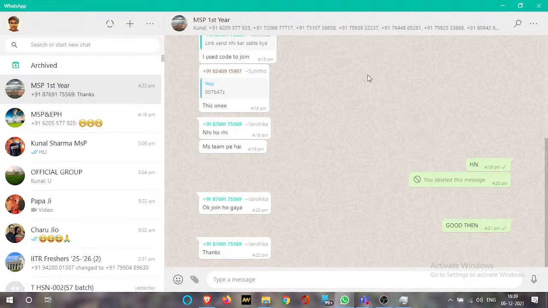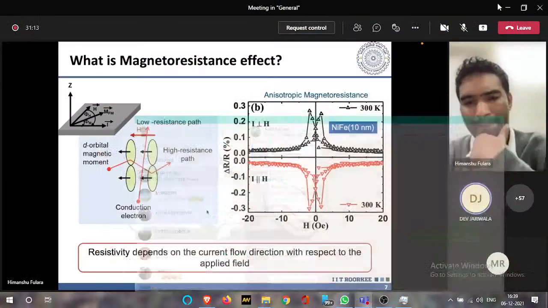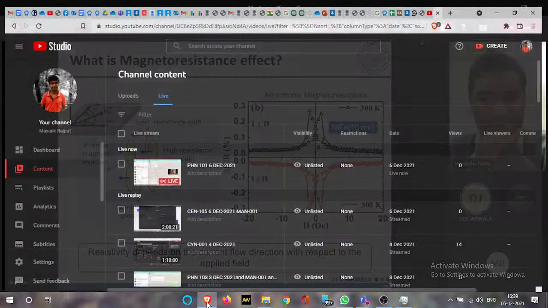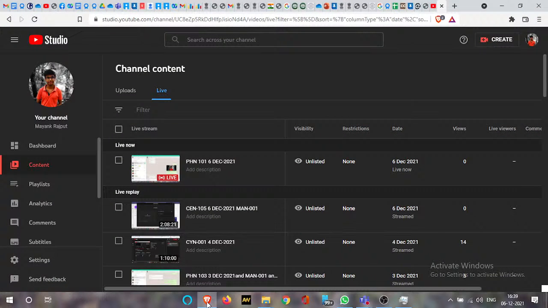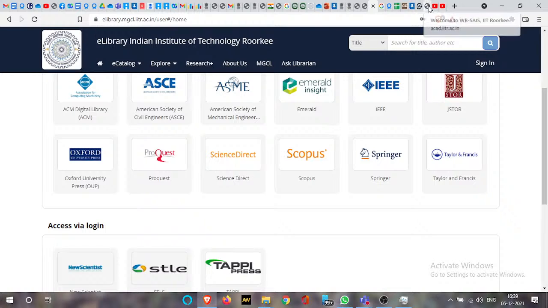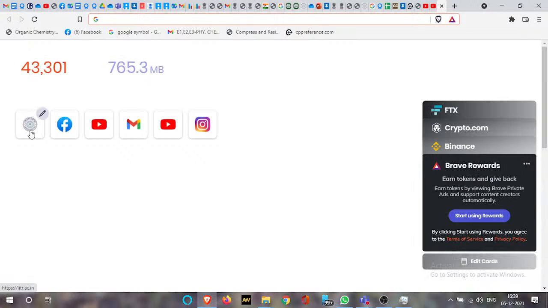Sir, I have a doubt here. Sir, magnetic field does no work on the electrons, right? No, magnetic field tries to orient these. That's why this effect is only observed in the ferromagnetic materials. Why? Because ferromagnetic materials have spins.